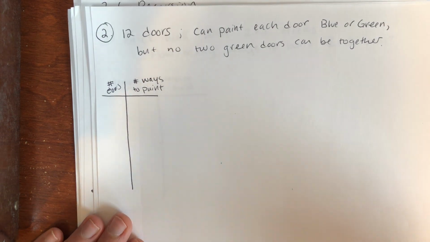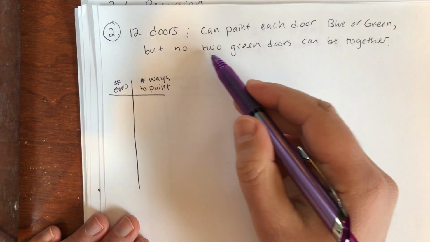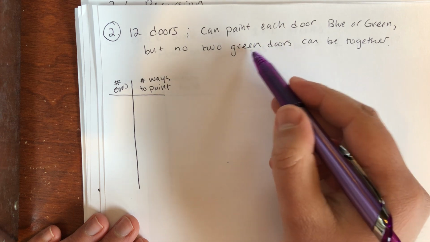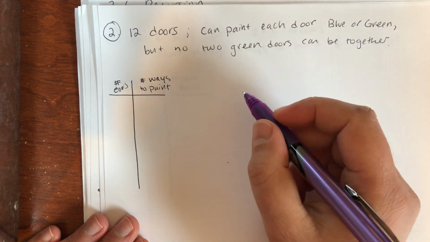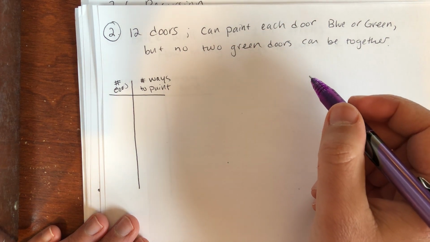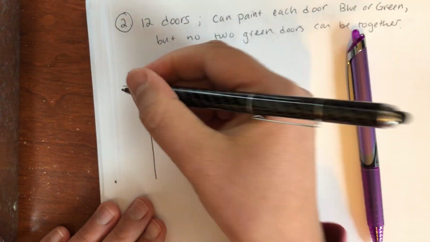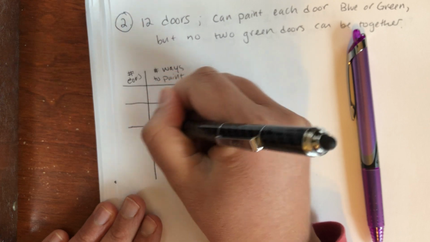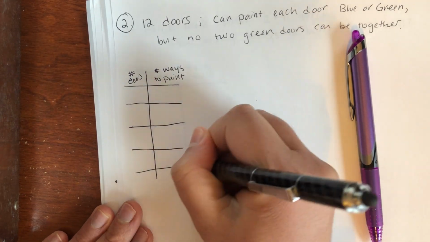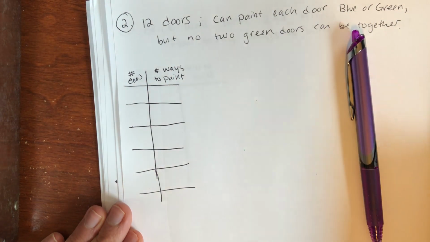So let's break down number 2 into smaller cases. So for number 2, you have 12 doors in a row. You can paint each door either blue or green, but you cannot have 2 green doors next to each other. So let's look at some smaller cases and work our way up. If our hallway had only 1 door or 2 doors or 3, this is an easier problem.